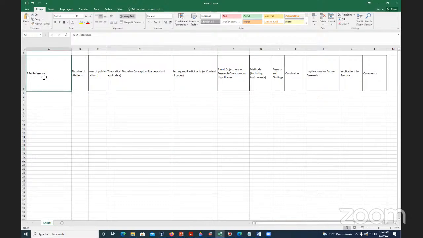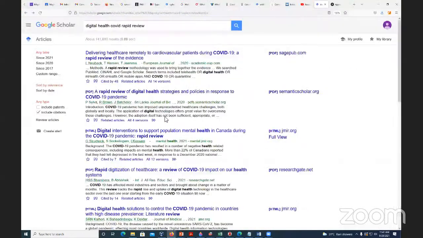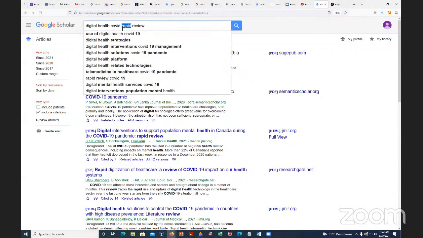But the first thing that was asked for was the APA reference. So as an example, and since we're in the middle of a pandemic, I went to Google Scholar. For those who don't know, you can type in Scholar under Google and Google Scholar comes up. I decided to look at digital health and COVID, because digital health is using computer systems to improve health. That's a term I know already. So because I know the term, I decided to look that up. And I had looked up for something called a systematic review.